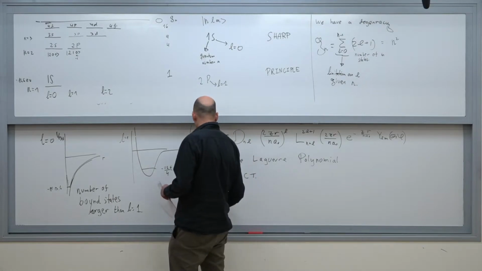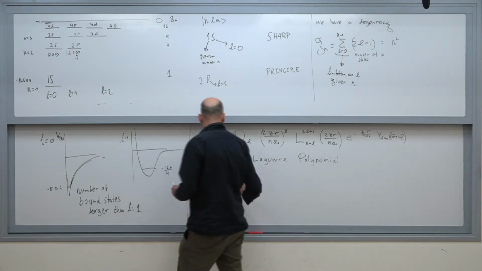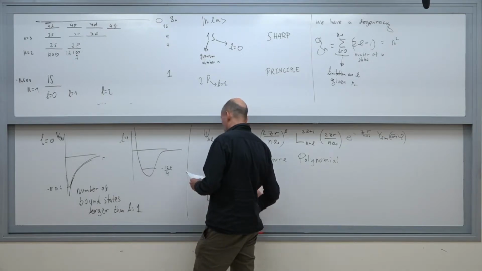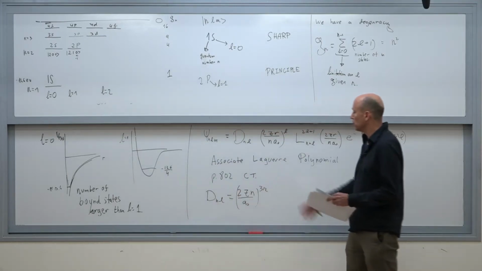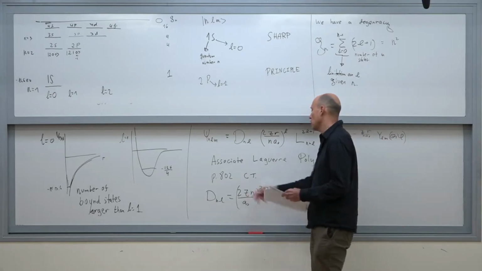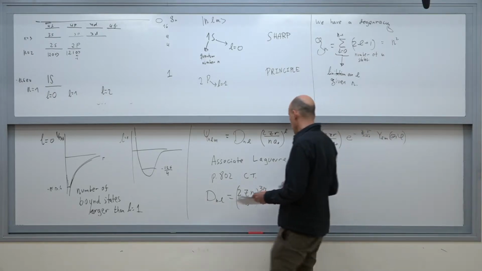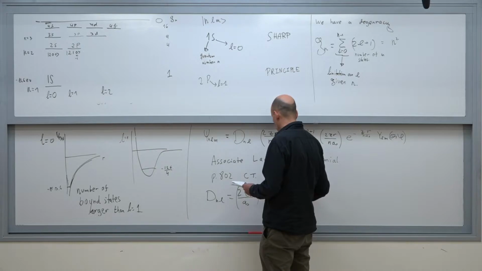This D_{nL} is some generally horrible function, (2Z/na0)^{3/2}, which makes sense because this gives the units of the wave function in 3 dimensions. a0 is in units of space, and here you have something nasty like this.